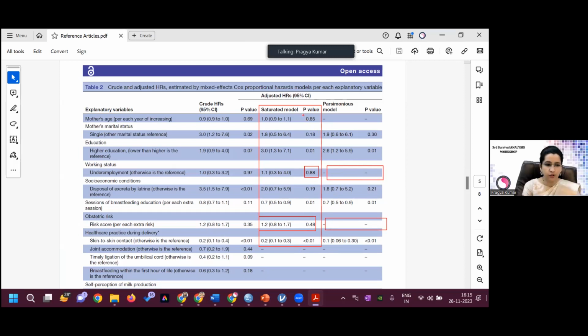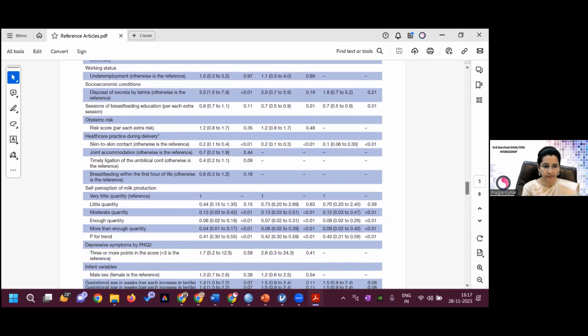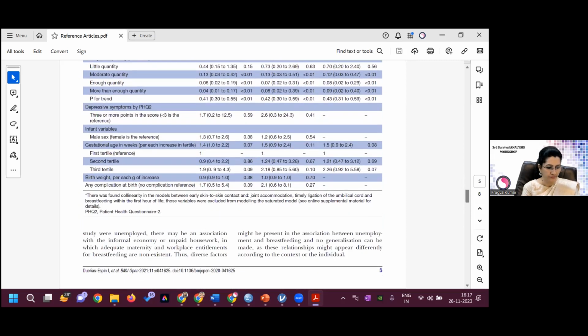And this is also 0.85. So they have not taken it here in the main model. They have taken only the marital status, education, socioeconomic status, and session of the breastfeeding education and skin-to-skin contact. So these were the variables which they have taken. And if you come down, you will see they have also explained it in the footnote.